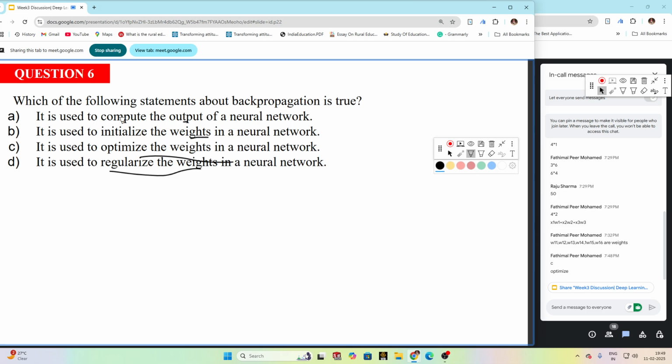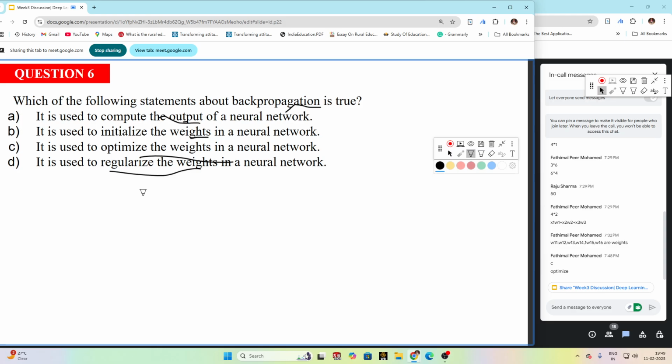Computing the output is a task of the feed-forward neural network only. We do not require back propagation for this. We just need a feed-forward neural network to compute the output. Initialize the weights: there is no specific thing for initializing the weights. Back propagation is used for optimizing the weights. Regularize is another thing.